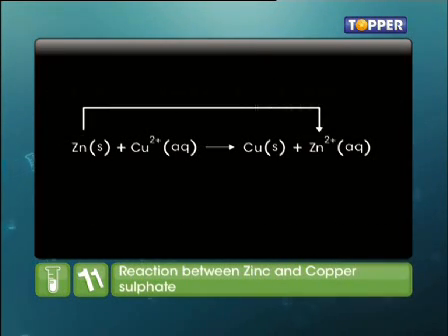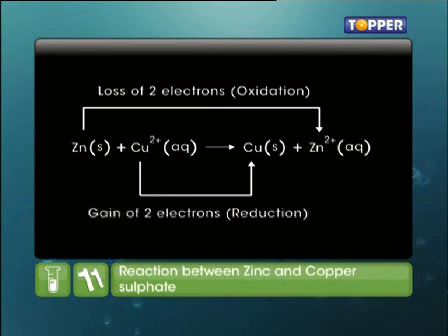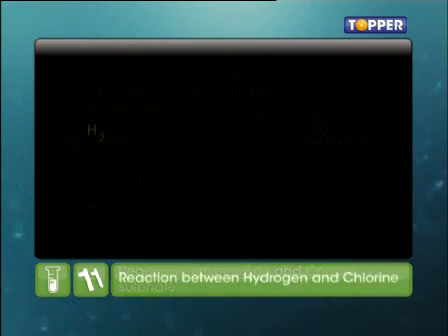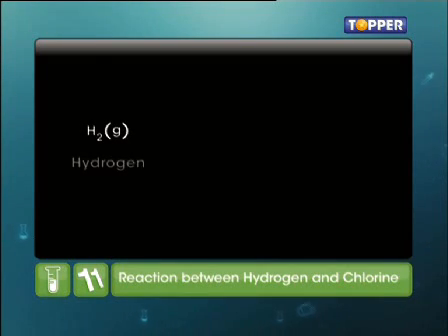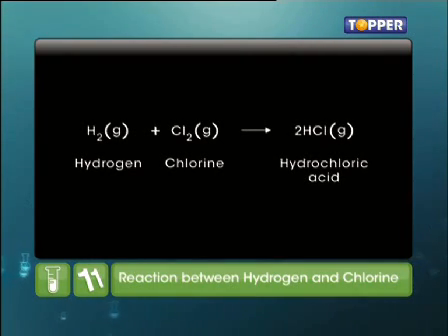Zinc atoms lose 2 electrons and get oxidized to zinc ions. Copper ions gain these 2 electrons and get reduced to copper atoms. In this reaction, the loss and gain of electrons can be easily explained. But if we consider a reaction between hydrogen and chlorine gas, the transfer of electrons cannot be explained. So, a more convenient and practical method of oxidation numbers is used.